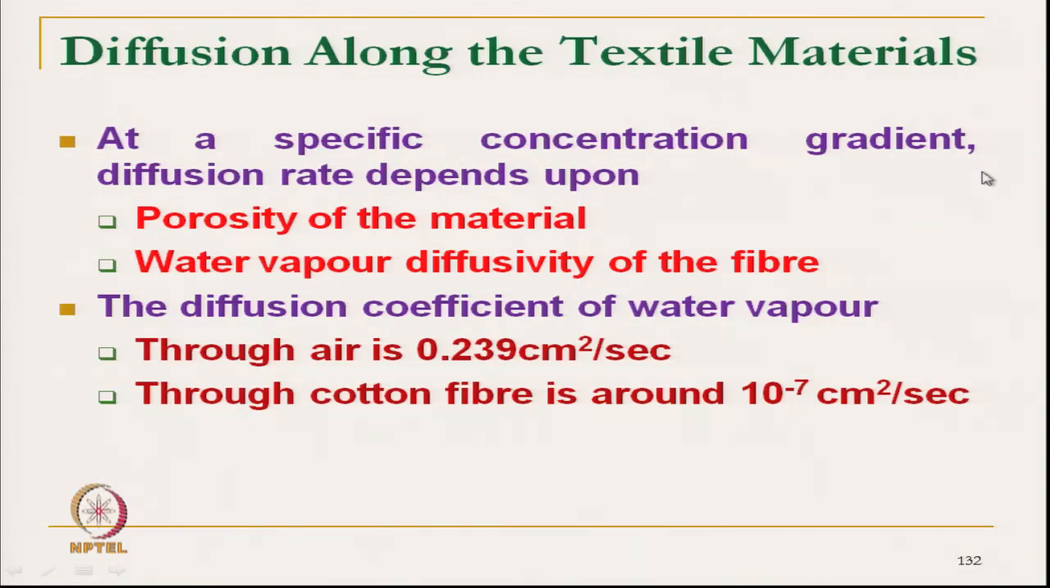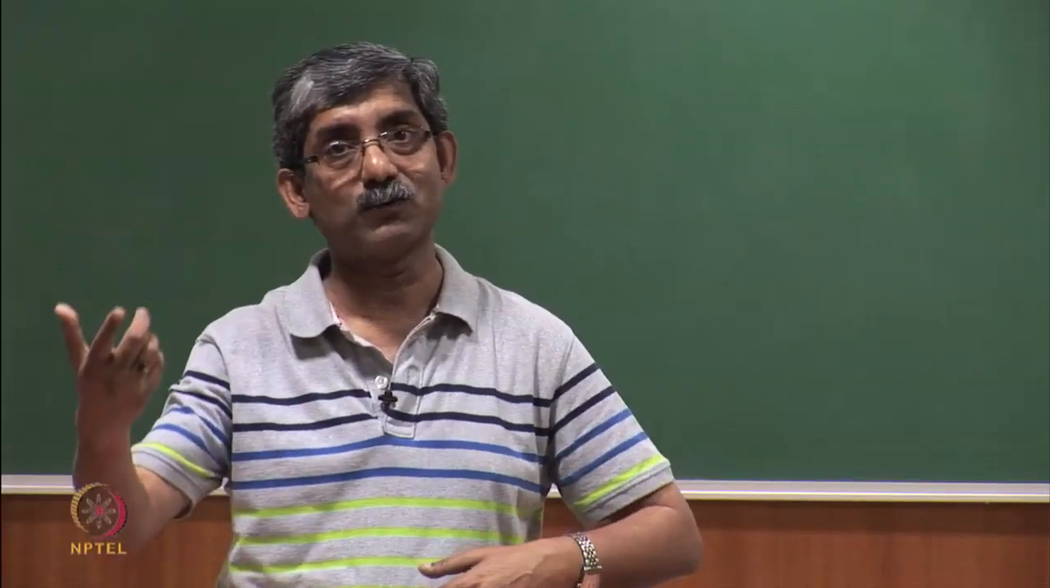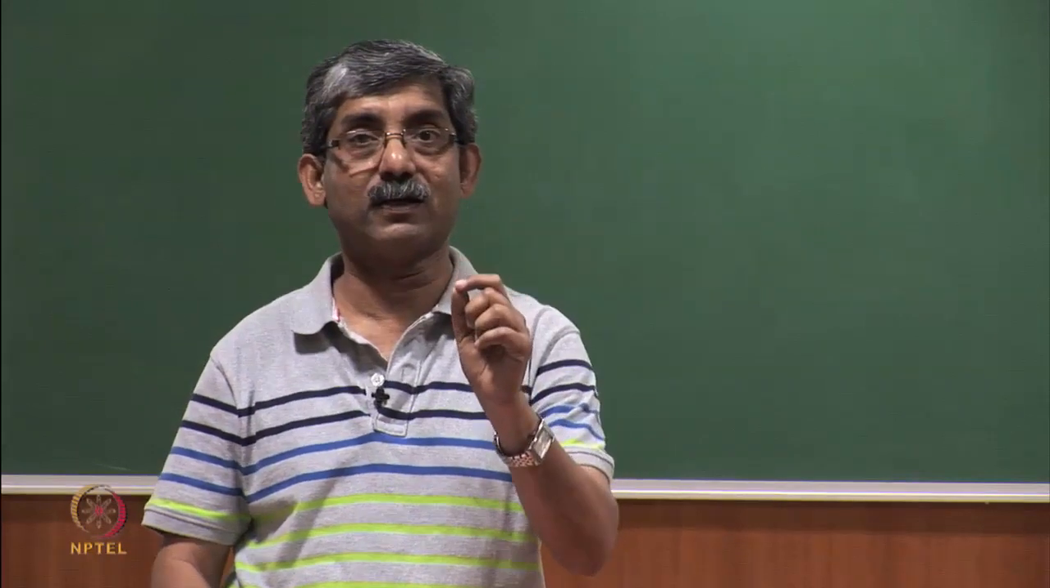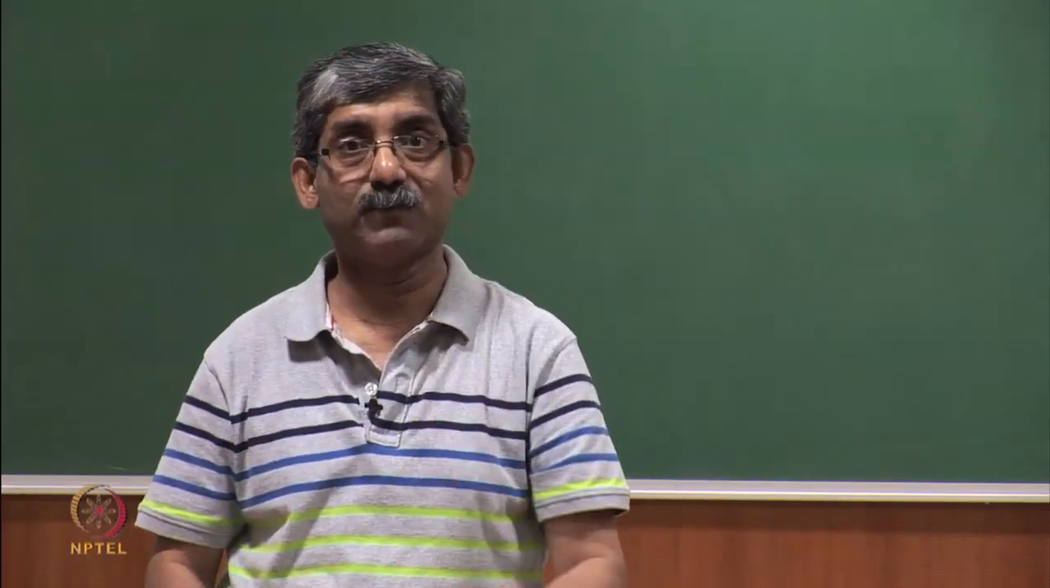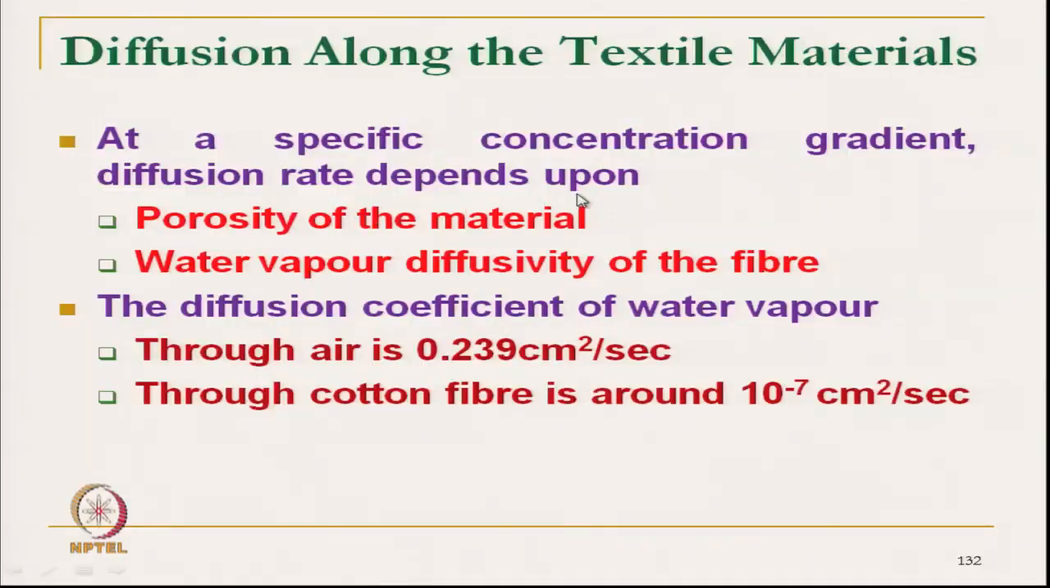So, if we see the concentration gradient is the same, from the skin to the atmosphere, if the concentration gradient is fixed, the diffusion rate depends upon the porosity of the material and the water vapor diffusivity of the fiber. The diffusion coefficient of water vapor through air is much higher than through cotton fiber.